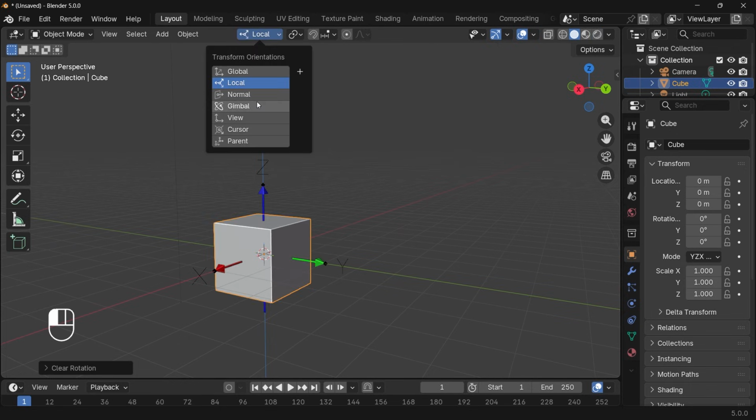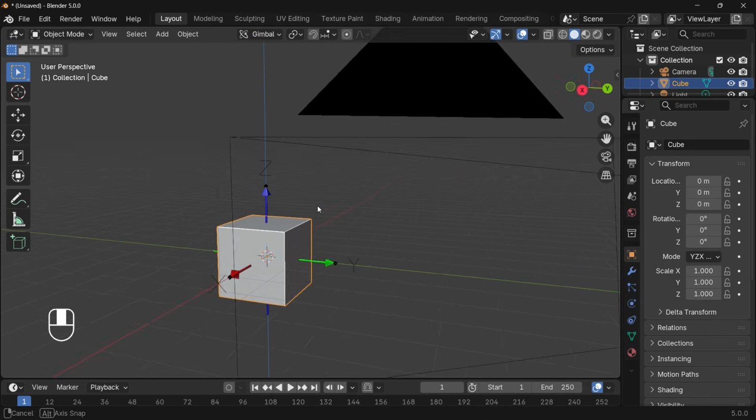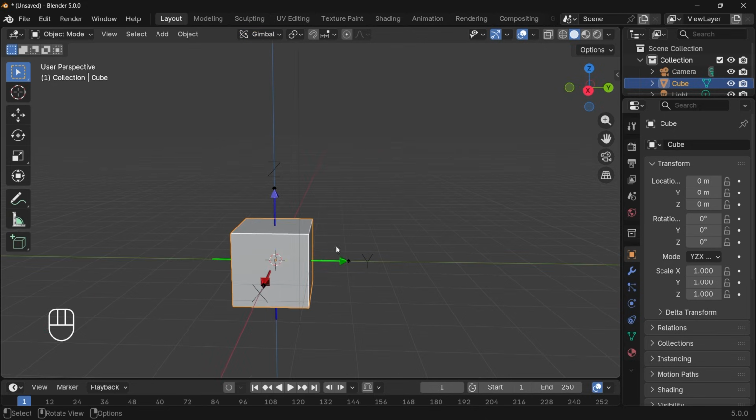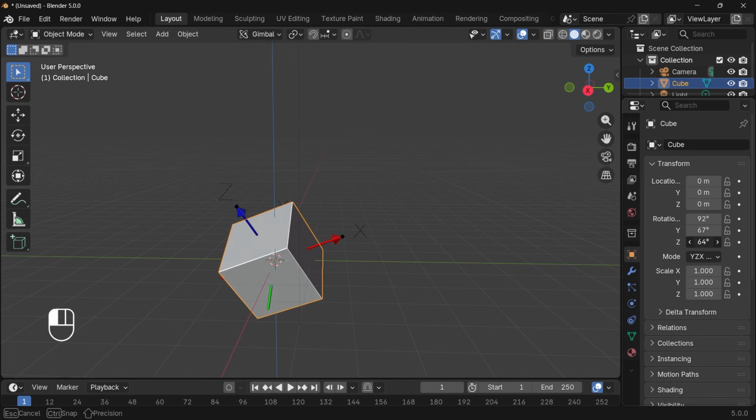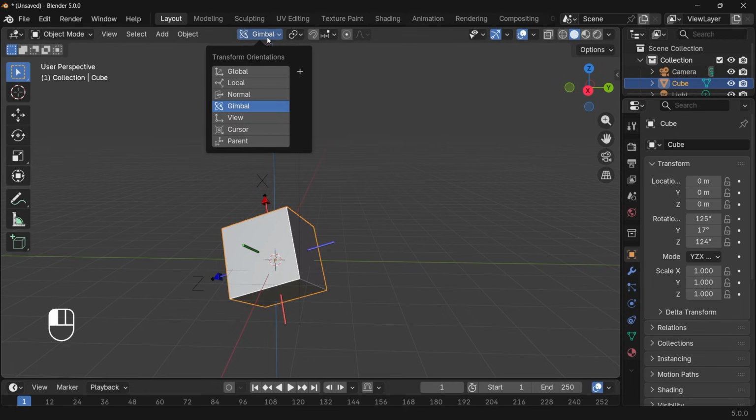Next, we can move on to the gimbal orientation. And this is probably the least used, or at least everyone thinks it's the least used, until you realize that this is the exact same as rotating using these buttons or these options in the object properties. Many of you do rotate and keyframe using these options, but what you're really doing when you're using this is using the gimbal transform orientation.